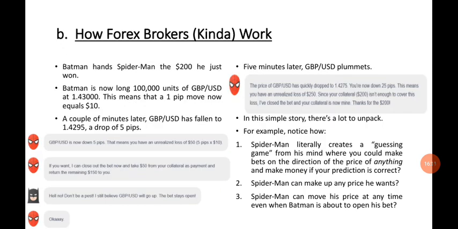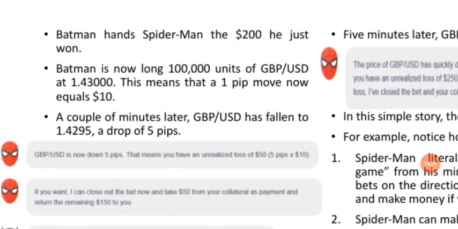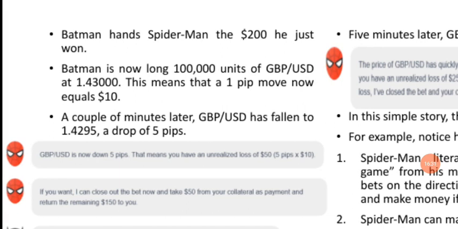Batman hands Spider-Man the $200 he just won. Batman is now long 100,000 units of Great British Pound United States dollars at 1.43000. This means that a 1 pip move now equals $10. A couple of minutes later, Great British Pound US dollar has fallen to 1.4235, a drop of 5 pips. Spider-Man goes, "GBP USD is now down 5 pips. This means you have an unrealized loss of $50, which is your 5 pips times $10."